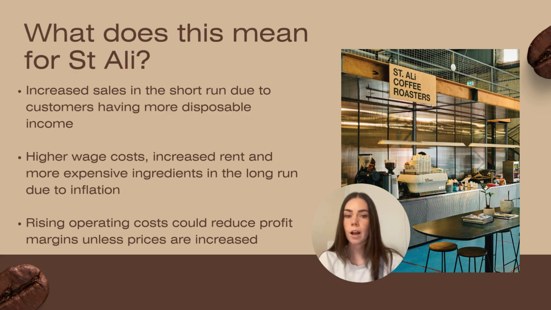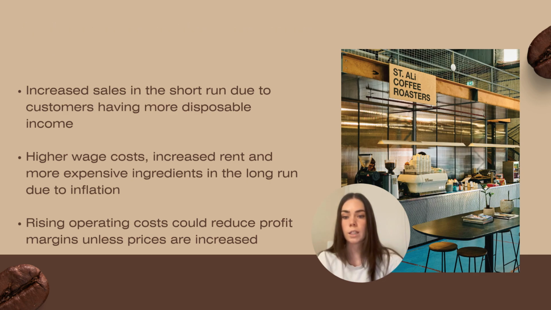In relation to St. Ali, the movement from point A to point B would likely increase sales in the short run as customers have more disposable income and spend more on discretionary purchases such as specialty coffee. However, as the economy adjusts from point B to point C, St. Ali may face higher wage costs, increased rent, and more expensive ingredients in the long run due to inflation. While demand for its products may remain strong, rising operating costs could reduce profit margins unless prices are increased.